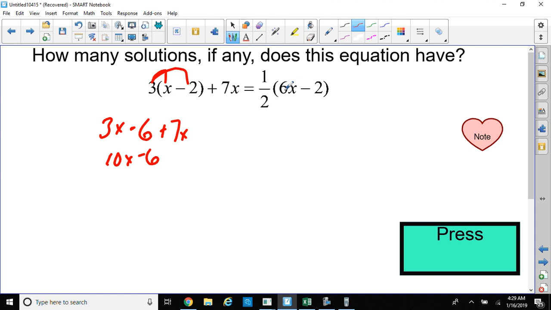So let's look at this side. And let's change color. So we have to distribute one more time. This time we're taking half of what's inside the parenthesis. 1 half of 6x is 3x. 1 half of minus 2 is minus 1. So this is really equal to 3x minus 1.